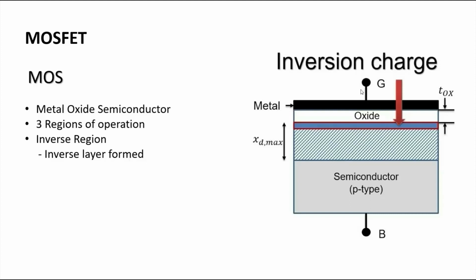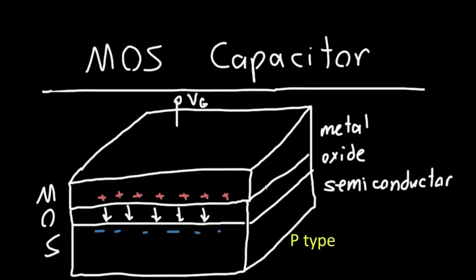Here, the terminal at the metal side is known as the gate and the terminal at the semiconductor side is known as the base. MOS has three regions of operation, that is accumulation, depletion, inversion. The inversion region of operation is the important one here. Here we have taken a P-type semiconductor. Holes are the majority carriers in it. So what happens if we apply more positive charge towards the gate side, that is the metal side?